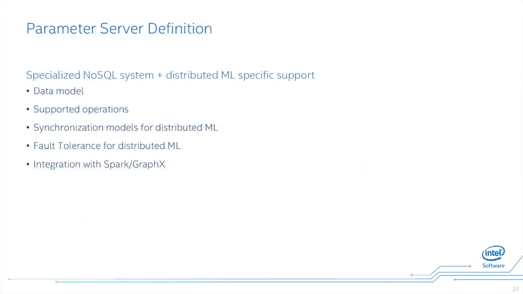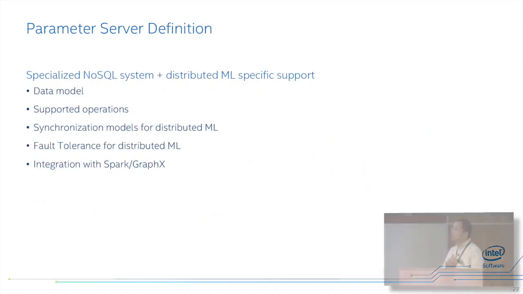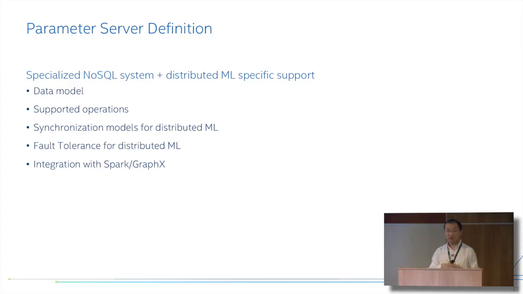But a brief overview is that we think of the parameter server as essentially a specialized NoSQL system with specific support for distributed machine learning. So if we look at that parameter server, you need to define the right data model, what operations you want to support, what synchronization model you want to support for distributed training, and what fault tolerance you can support. And finally, how you're going to integrate with Spark and GraphX and so on.